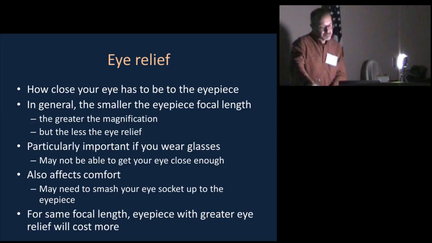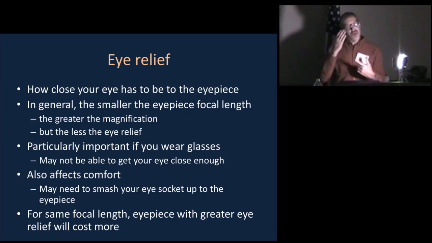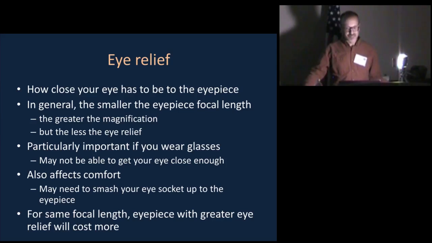In general, the smaller the eyepiece focal length, we went through the math before, the greater the magnification you're going to get. But typically, the way that works is you also have to get your eye closer to that eyepiece to see things. This can be particularly important if, like me, you wear glasses, and you might not be able to get your eye close enough with glasses on to look into that eyepiece and get the image in focus. And actually, most of the time I observe, for a number of reasons, I observe without my glasses.